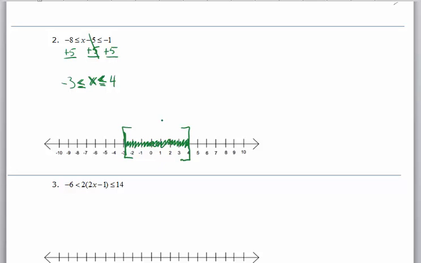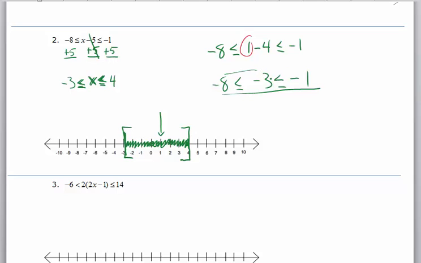Okay. One way to check your work is you can pick a test value. Like, for example, what if x is 1? If I plug in 1 to my original inequality, right, this is where x used to be. So I plugged in 1. It should make sense. It should work out, right? So I go 1 minus 4, that's -3. And I ask myself, does this make sense? Is -3 greater than -8? Yes. Is -3 less than -1? Yes. Okay, so at least that value is right. So it kind of gives me an idea that I've done it right.